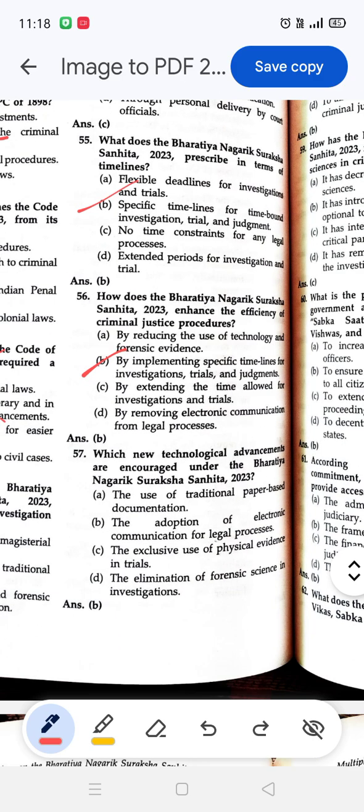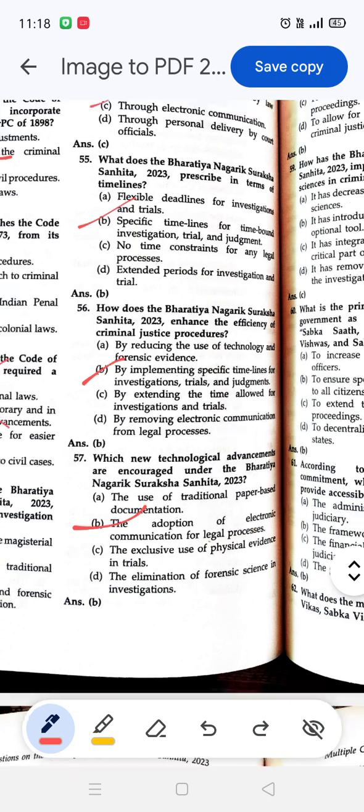Question number 57. Which new technological advancements are encouraged under the BNSS? So option B is correct, the adaptation of electronic communications for legal process.